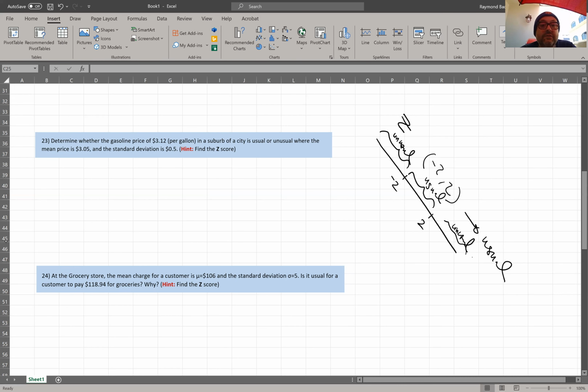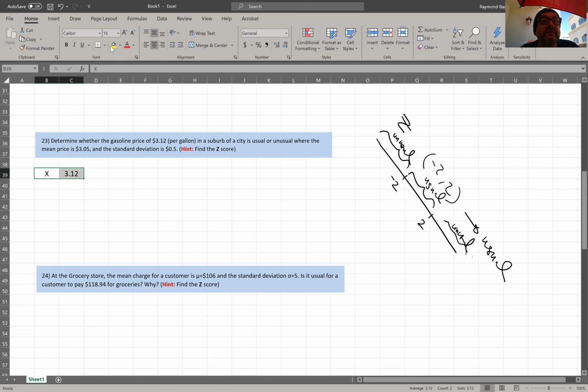So basically, all you have to figure out here is the z-score for the data value you're looking for. If that z-score is a value between -2 and 2, then you conclude that it's usual. If it's a z-score less than -2 or greater than 2, then it would be unusual. Let's see. It says determine the gasoline price at 3.12. So the value I'm trying to determine whether it's usual or unusual is 3.12.